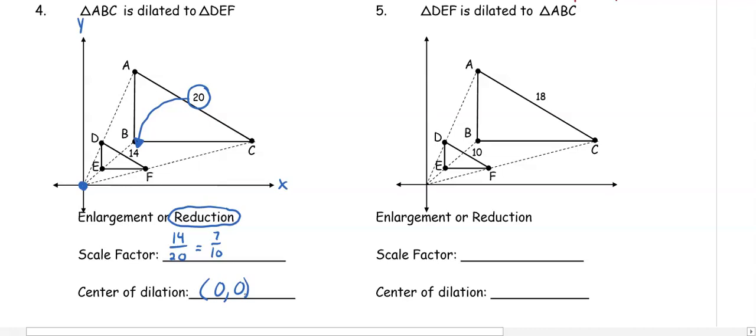In number 5, we're going from DEF to ABC. So this time we're going from small to large. So this is an enlargement. Our scale factor is going to be the new shape over the old shape, which would be 9/5. Again, our center of dilation, if we follow those dotted lines, is going to the origin, which would be 0, 0.